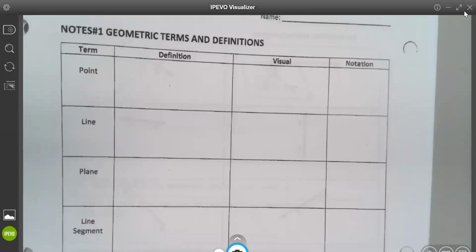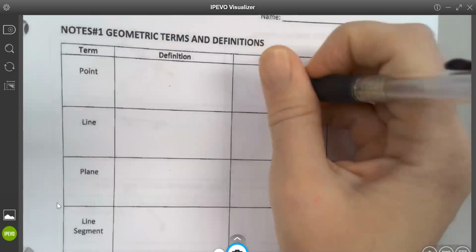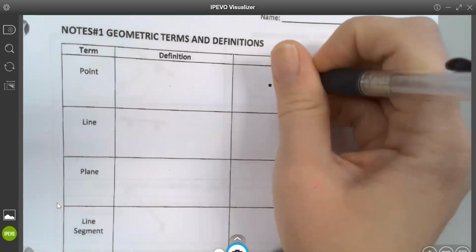Okay, so first we're going to start with the basics. The three basic shapes that we're looking at in geometry are points, lines, and planes. A point just means exactly what you think. If I have a coordinate point like this.